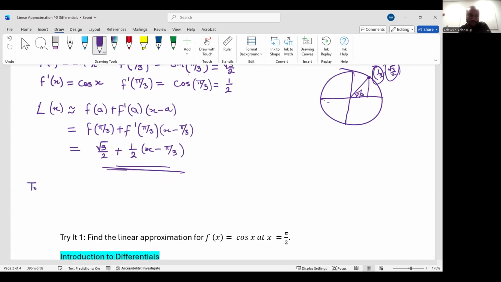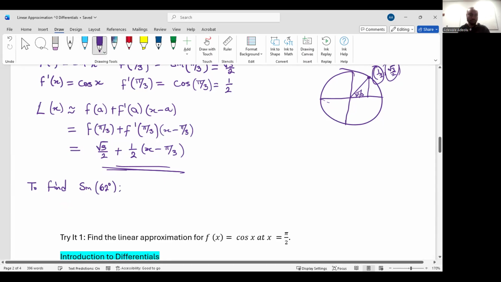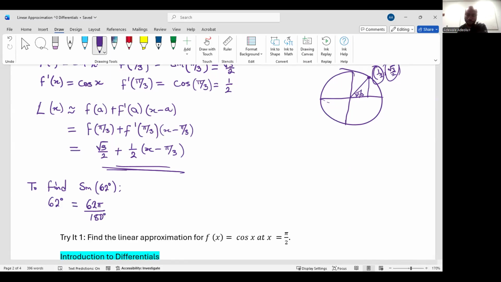So now, to find sine of 62 degrees. The first thing I need to be careful about is I need to convert 62 degrees to radian angle. So I can say 62 degrees equals 62 pi over 180 in radians. I hope you still remember how to convert from degree to radian.